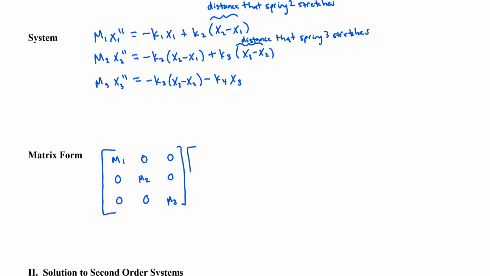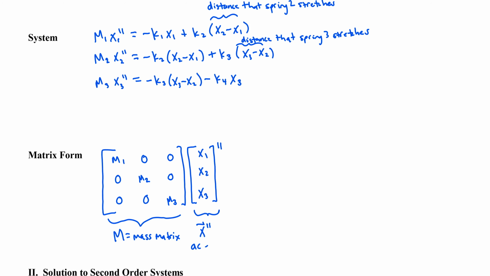And we'll have a 3x1 column vector of displacement functions. So what we have on the left side here is the mass matrix. We're going to call this big M. This is the mass matrix. And right here we have x bar double prime, or the acceleration vector.